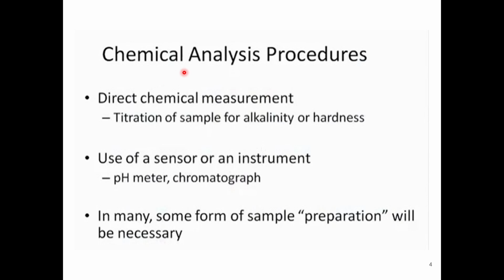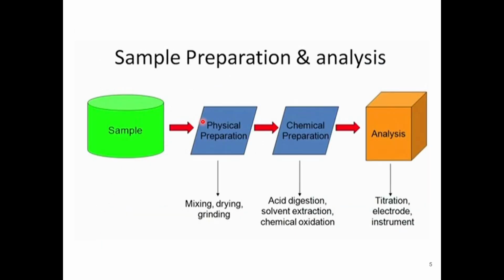For performing any type of chemical related analysis, there are various types of procedures. One is direct chemical measurement. There we directly perform titration of samples for alkalinity or hardness, or we can use a sensor or an instrument such as a pH meter or chromatograph. In many cases some form of sample preparation will be necessary. Between sample and analysis there are two steps: one is the physical preparation, and one is the chemical preparation.